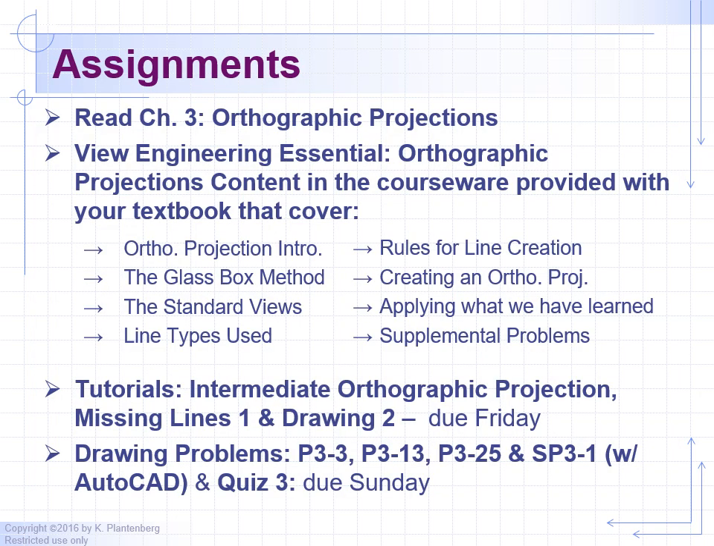So let's go over these assignments for this unit. First thing you want to do is read Chapter 3. This is on orthographic projection. Keep in mind there's a whole bunch of engineering essential content associated with orthographic projection. It's on that Engineering Essentials webpage, or you can get it from the downloaded content. For example, they go over an introduction to orthographic projection, the glass box method, talk about standard views, what line types, the rules of line type creation, creating an orthographic projection, applying what we've learned, and they do a series of supplemental problems. So you definitely want to take advantage of those videos.